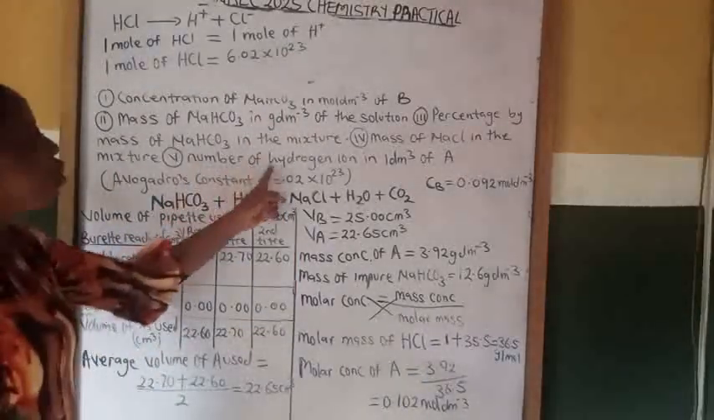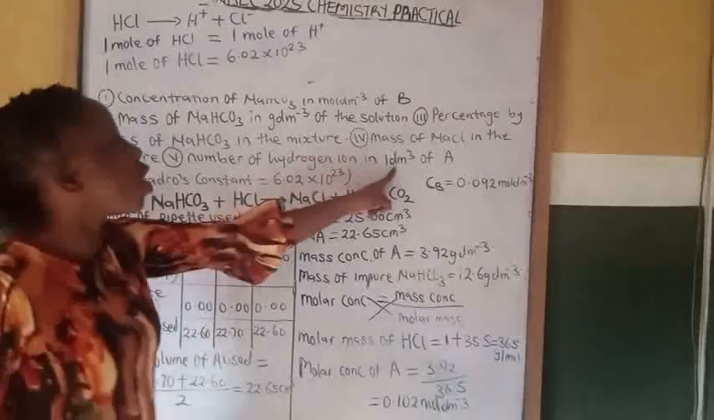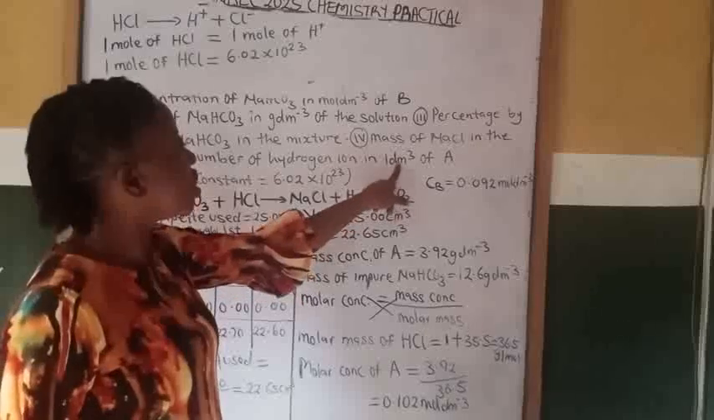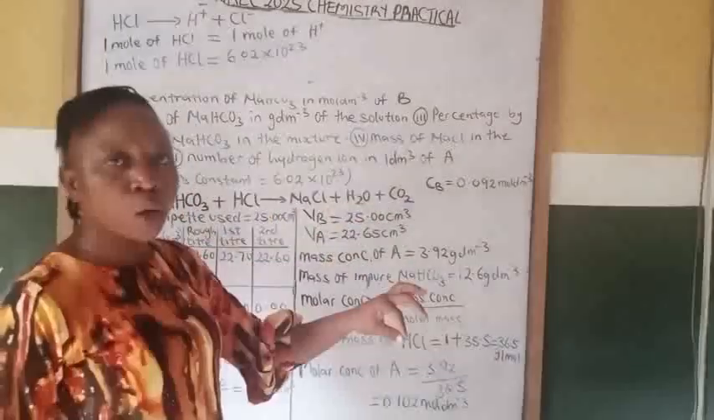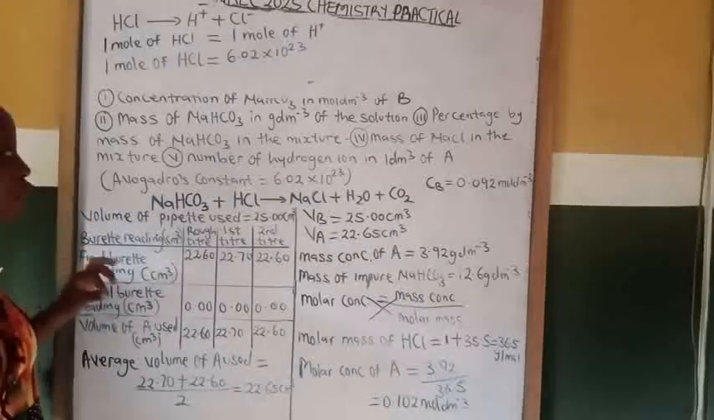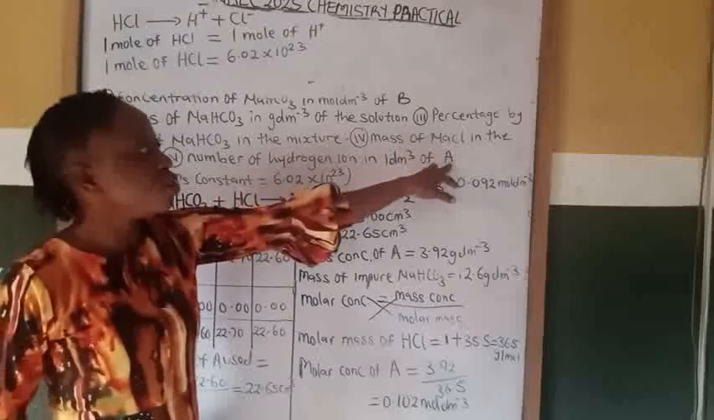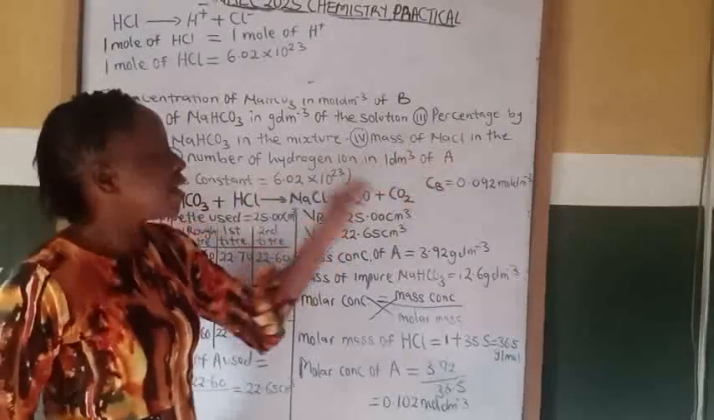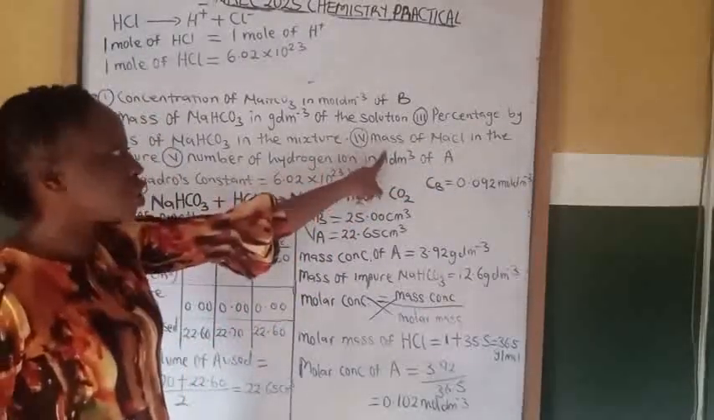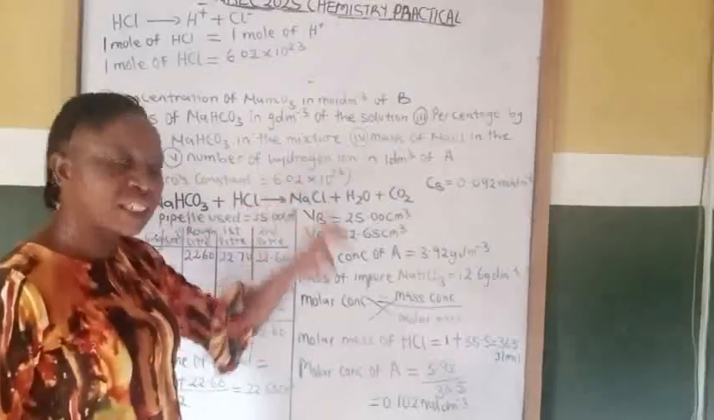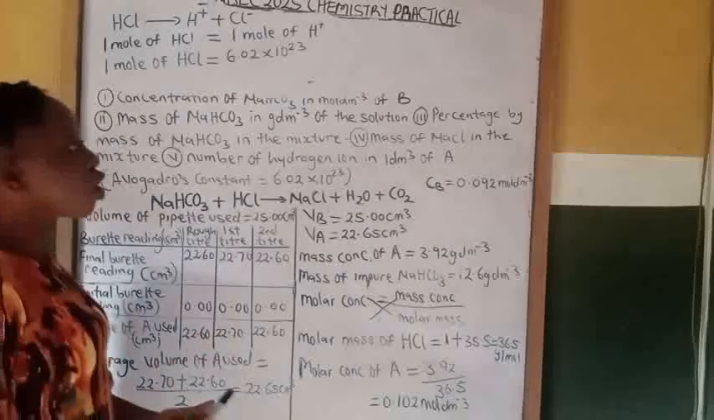But the question says that we should look for what? The number of mole of hydrogen ion in 1 dm cube of the solution. That's mole per dm cube. In 1 dm cube of A. Anything mole per dm cube, because they mentioned 1 dm cube now. So anything per dm cube, mole per dm cube is your molar concentration.